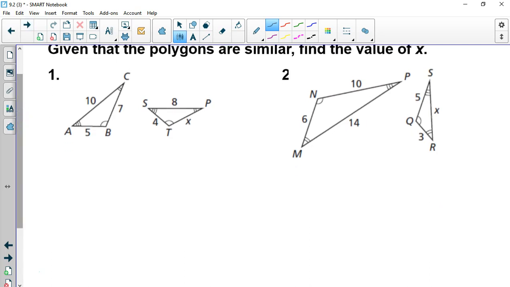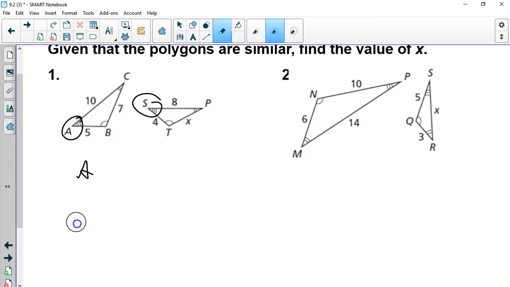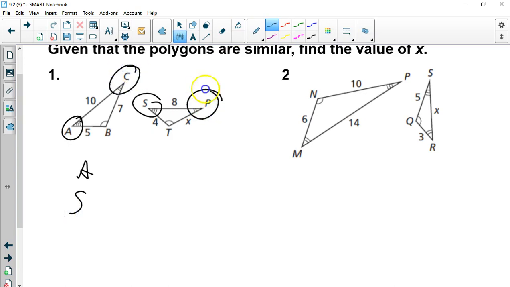Find x. Now remember, it's telling you to rotate these. Okay. As I told you before, line up the same letters based on the little arcs. So A has 3, S has 3. So A and S. That's an 8. And then C has 2, P has 2. And that leaves B and T.